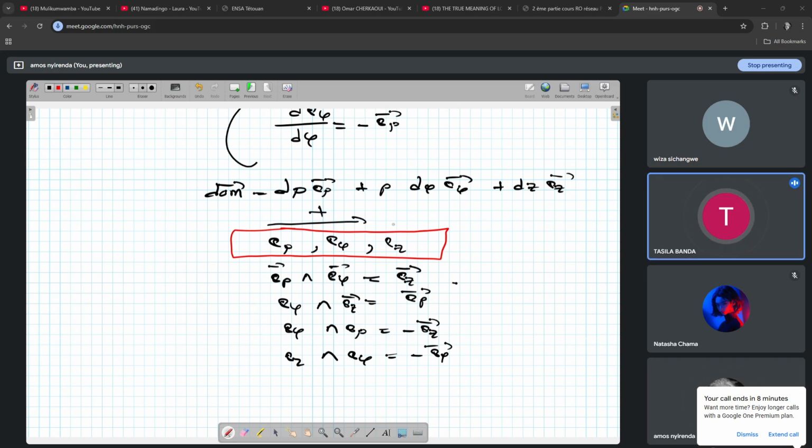What if I take the first one and the last one? The first one and the last one, you're still respecting the direction. If you say rho vectoriel ez, it is positive phi because you're still respecting the direction. You get the first one and then the last one. So you're still respecting the direction. C'est bon?